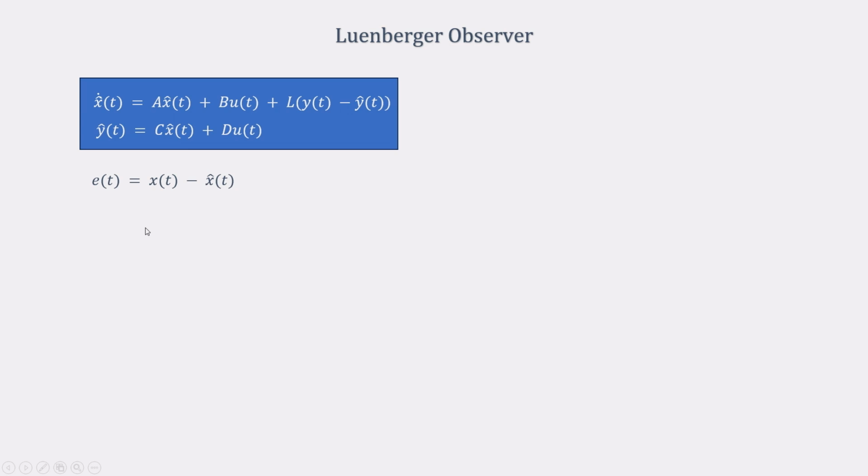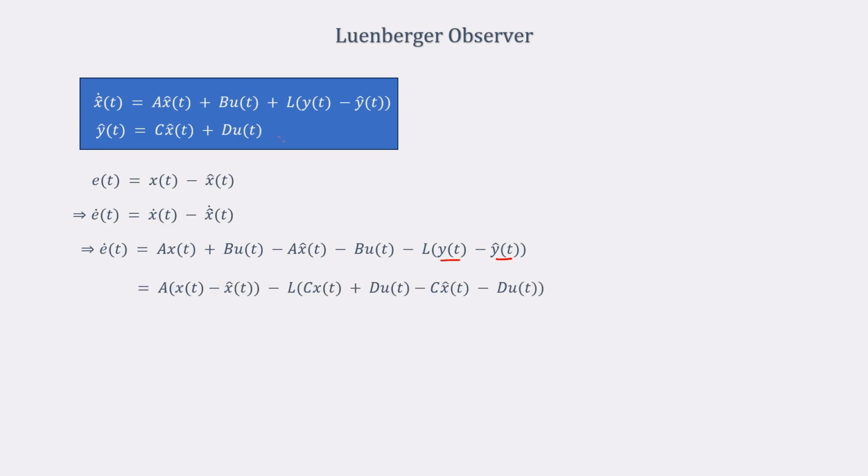So, let us call that e(t), then e dot will become x dot minus x hat dot, but x dot is Ax plus Bu and x hat dot is this equation. I can go ahead and plug that in. And now here y is nothing but Cx plus Du and y hat is nothing but Cx hat plus Du. I put that here, these two will cancel out. So, I will be left with these expressions. I am taking C common from here, I am left with this, then A minus LC common will give me x(t) minus x hat. So, my final expression becomes e dot equal to (A minus LC) e(t).